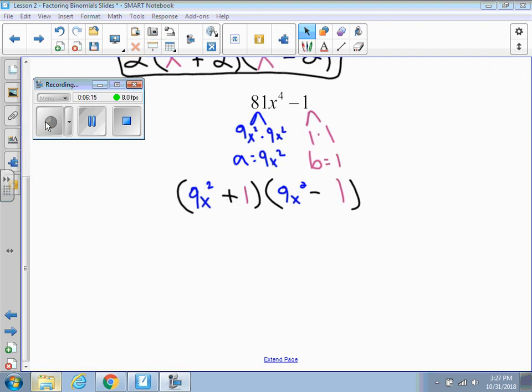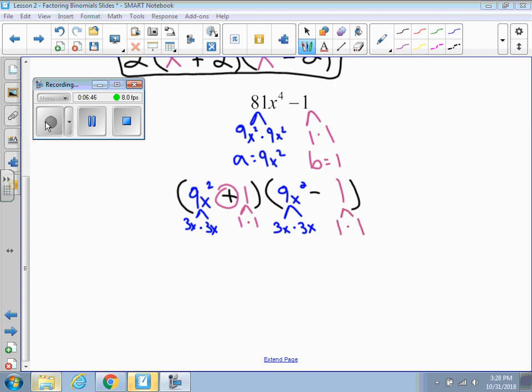So I showed you how to get from 81x to the fourth minus 1 to get 9x squared plus 1 and 9x squared minus 1. Now 9x squared plus 1, you'll notice that the 9x squared is a perfect square again because you have 3x times 3x. The 1 is also a perfect square because that's 1 times 1, but this is a sum, and we're going to find out next that sums can't go any further. However, our second one is another difference of squares. Since 3x times 3x gets us 9x squared, and 1 times 1 gets us 1, and there's a difference sign, we can go further. So 9x squared plus 1 is done.